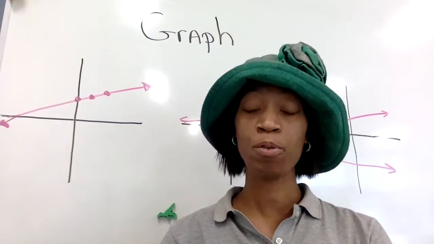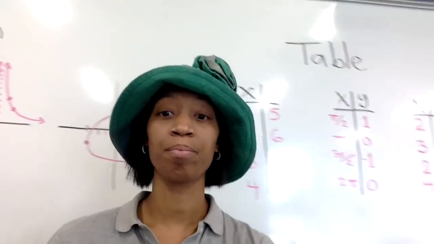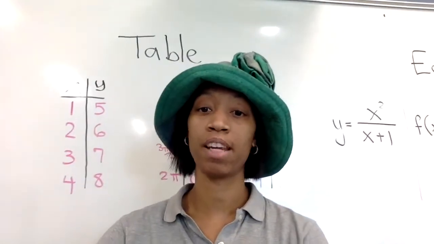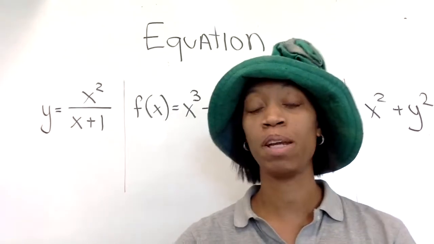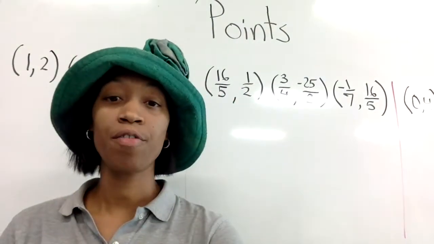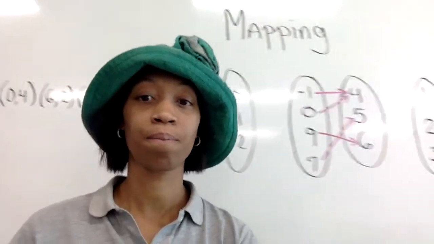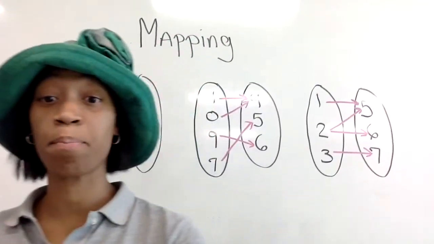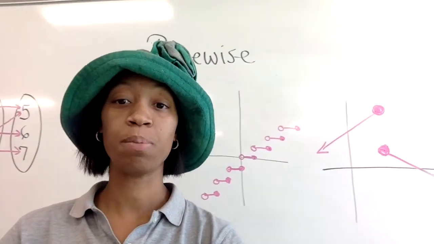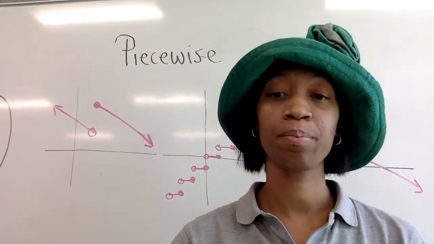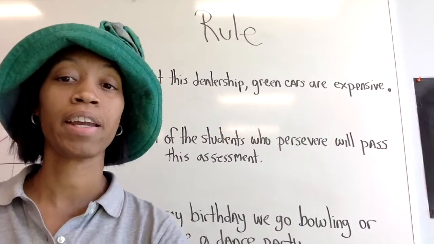A function could be represented in lots of different ways. It could look like a graph. A function could be a table. A function could be an equation. A function could be a list of points. A function could be a mapping. A function could be piecewise. Or a function could be a rule.